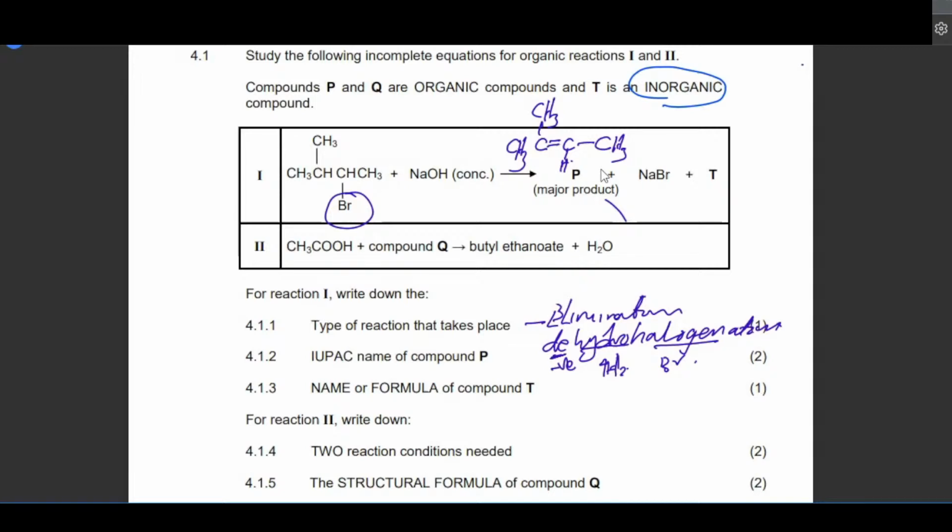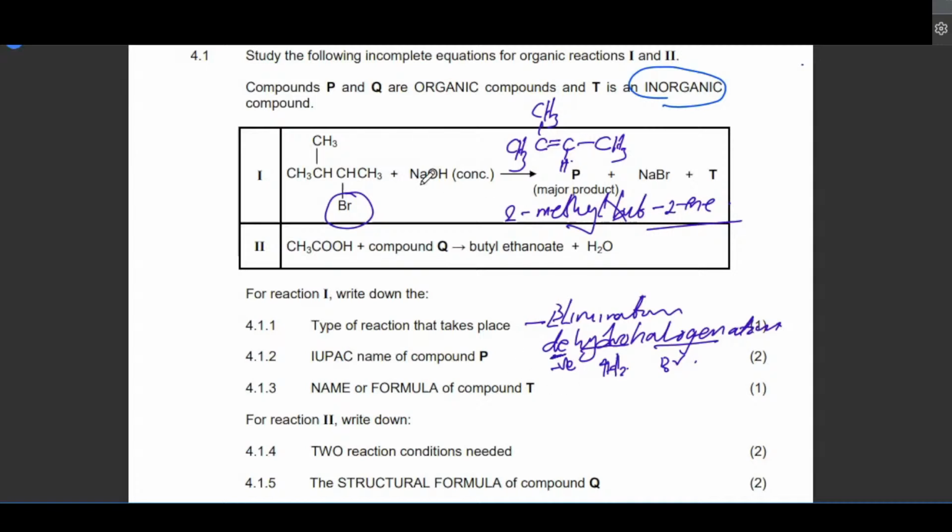But this is not the answer because they want the IUPAC name for that. So it's going to be 2-methyl, 2-methylbut-2-ene. That becomes the most correct answer. Next, the name or formula of compound T.